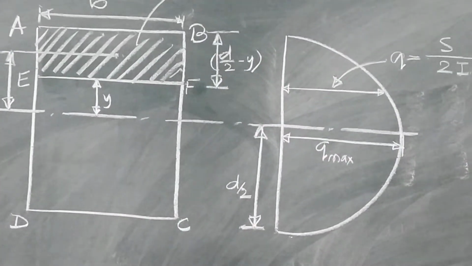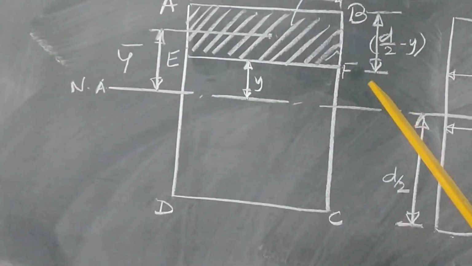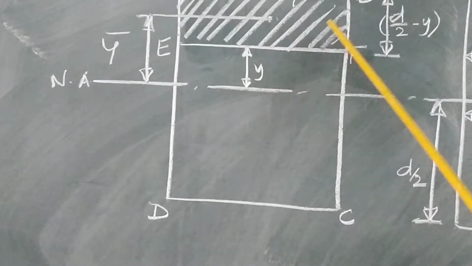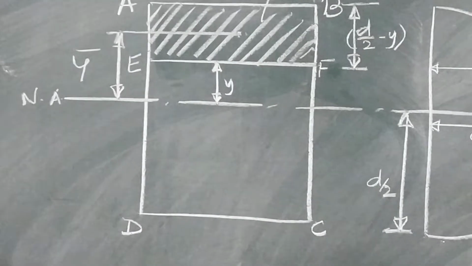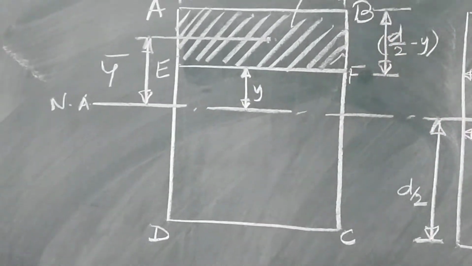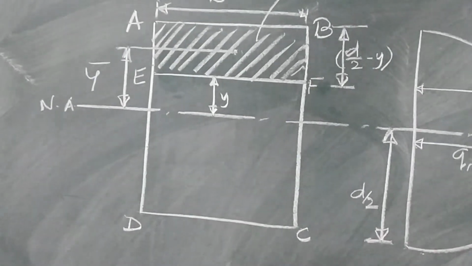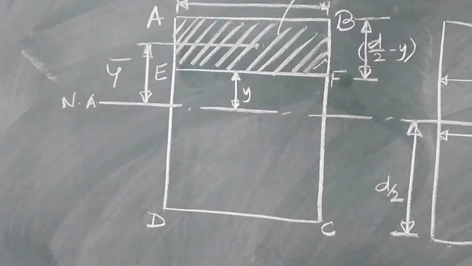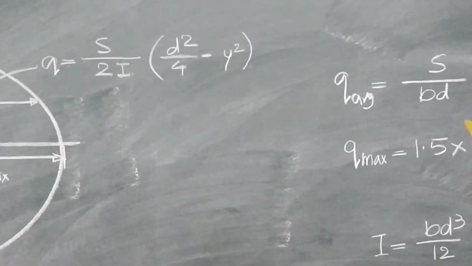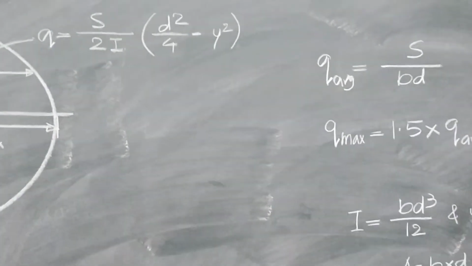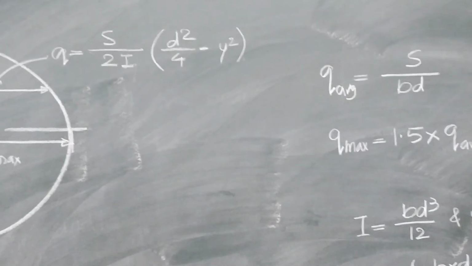Now, let us calculate y bar first, which is nothing but y plus half of this distance, y plus 1/2 into d by 2 minus y. So, it will come out to be 1/2 into bracket y plus d by 2. I am just coming to the Q average is equal to S upon B D derivation, but this is not needed in your syllabus.